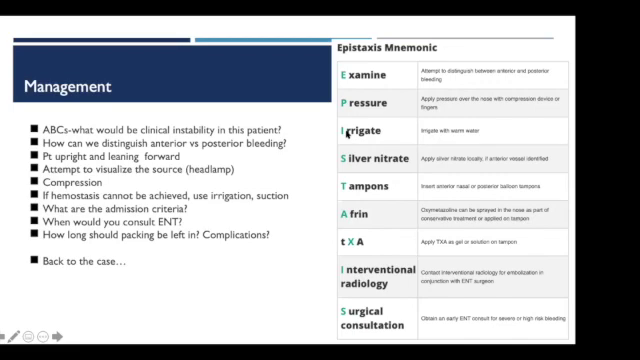The next step after that is to irrigate with warm water, which can help actually stop the bleeding, but it also helps you get better visualization in the nose. After that, basically all of these steps are things you'll go to next if it doesn't stop with that.